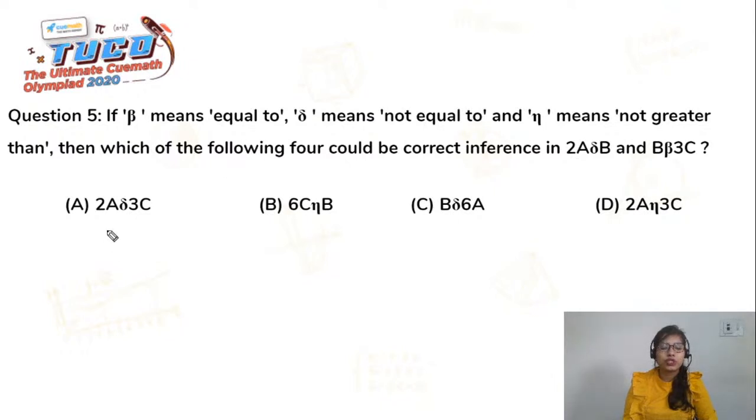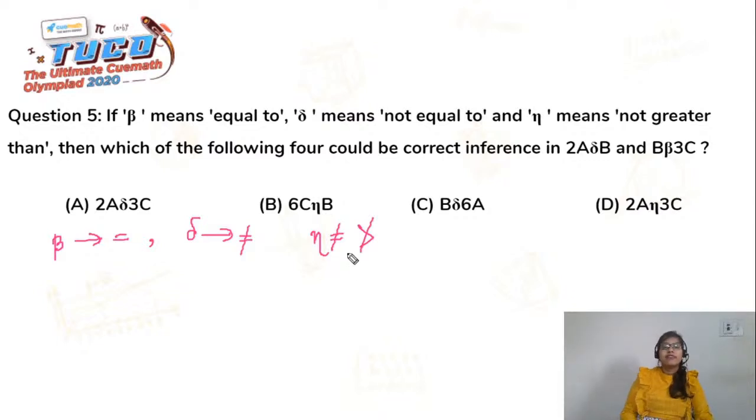If beta means equal to, and then you have this delta. Delta basically means not equal to. Okay. Just a second. So delta basically means not equal to, and then you have eta, which means not greater than, and then you have anything else? No. Then which of the following 4 could be the correct inference from 2a delta b?